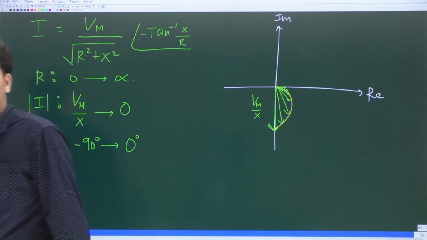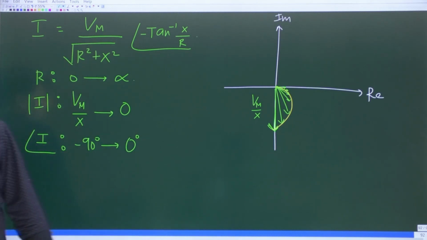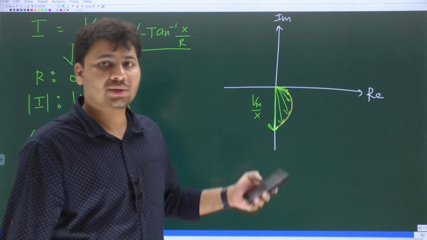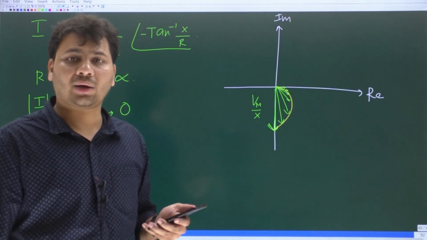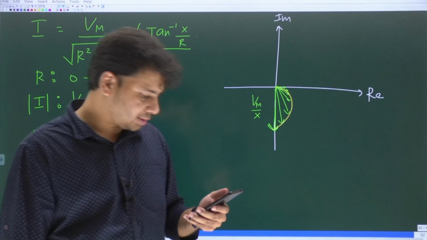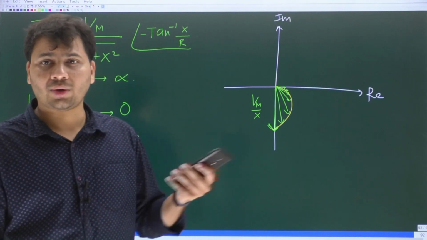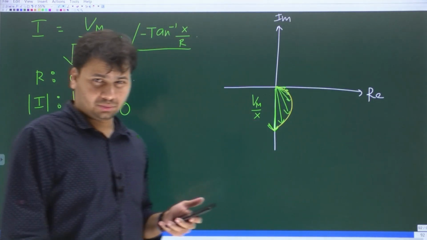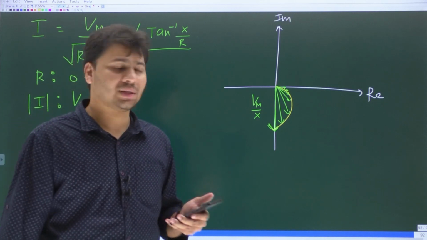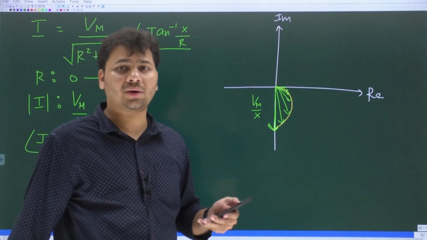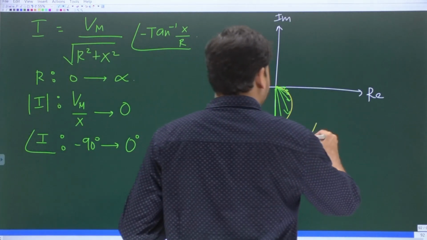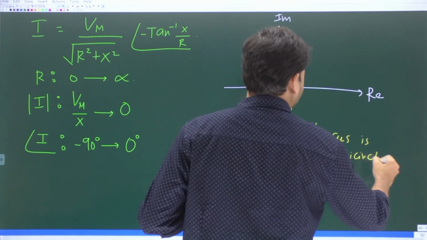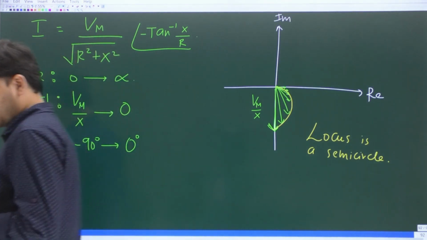So what is the shape of the locus? When I joined all the tips, did I not get this yellow color curve? Please tell me what is the shape of the yellow color curve, which is the locus. Is it not a semicircle? Do you all agree with that? The locus is a semicircle. Yes or no? Look at what I obtained. When I joined all the tips of the phasors, I get this yellow color curve, which clearly looks like a semicircle. Okay. So the locus is a semicircle. I hope it is clear.